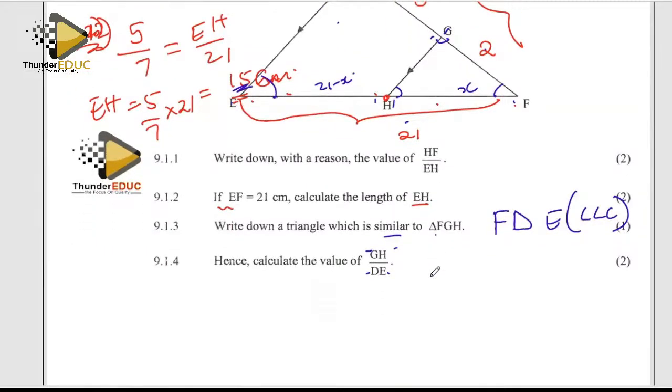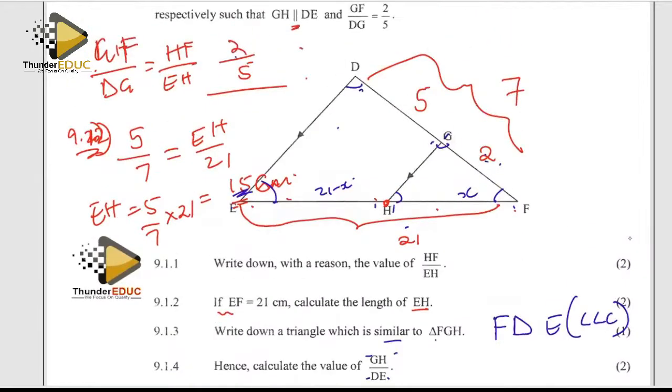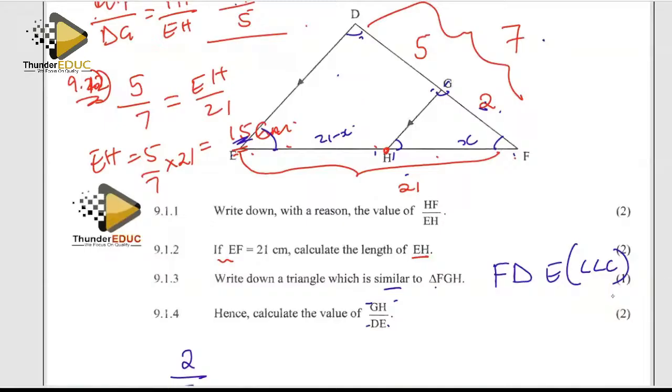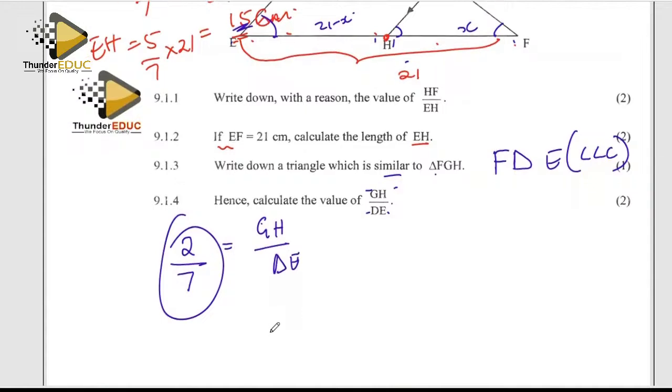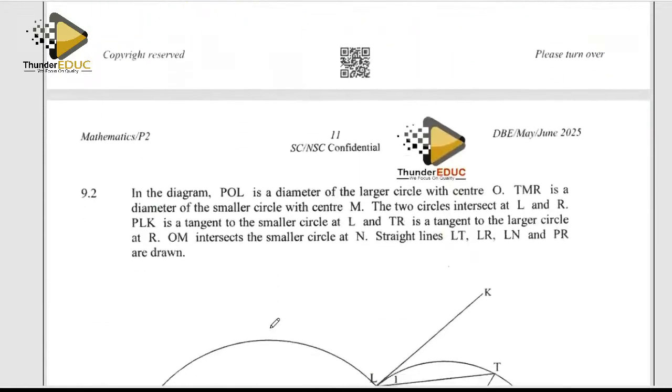Okay, so what I can do, I can look at this and say that if I have 2 over 7, just looking at 2 divided by the entire side, which is 7, should be equivalent to the shorter side, which is GH, over the longer side, which is DE. So the ratio that they want is 2 over 7. Okay, so that is 9.1.4. Then 9.2.